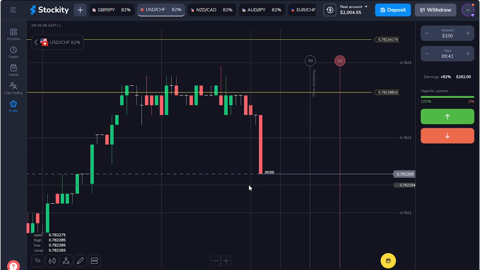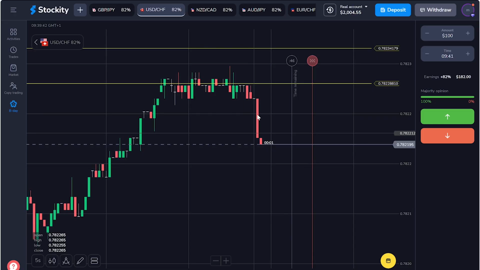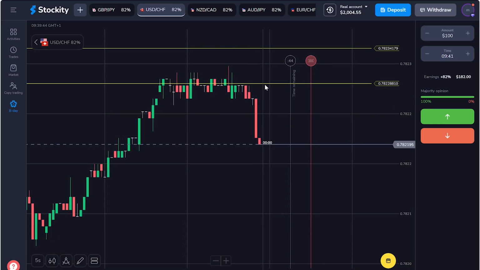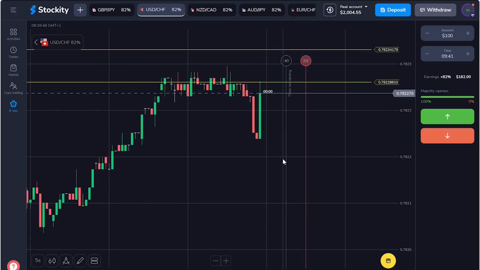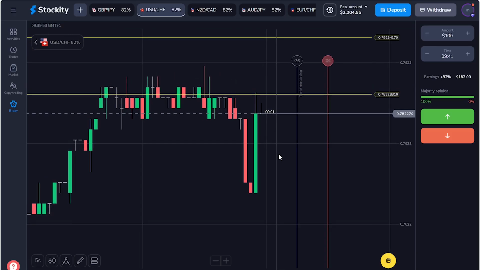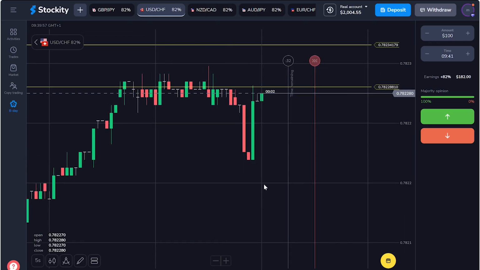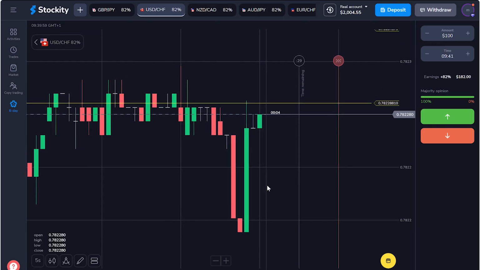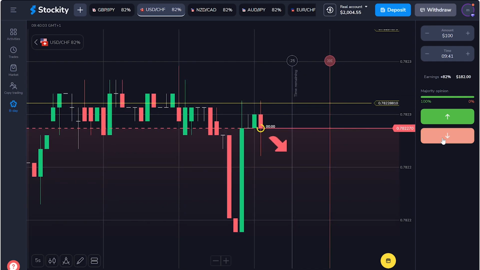Okay, whoops. This candle is too big. So I'm just going to skip this because this candle is too big and it's too far from this level. Let's see if we get another seller entering here. I'm going to go for a sell trade.